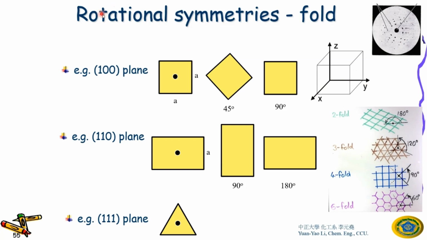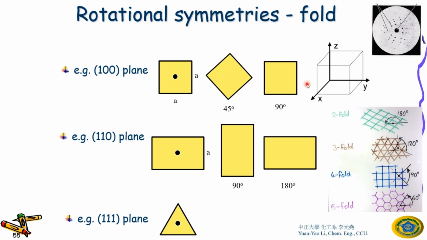So this is what we call rotational symmetry. We call them folds. For example, the plane 100. What's the plane 100? This is the plane 100, right? 0 means infinite. So this is the plane. If the X-ray directly hits this plane, we'll find some patterns. How can we identify what plane we are looking at? There's an easy way, which we call fold. For example, this is the 100 plane. If you rotate this plane, you will realize that once you rotate 90 degrees, you return to the original shape.